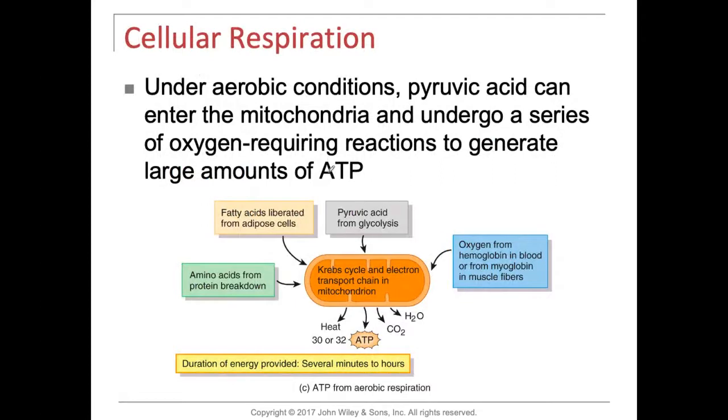When you have available oxygen, now pyruvic acid can enter the mitochondria. Fatty acids, or your triglycerides, can enter the Krebs cycle. And your amino acids from protein breakdown can enter the mitochondria, all of which have the ability of producing ATP. You breathe in oxygen, we give out CO2. Okay?